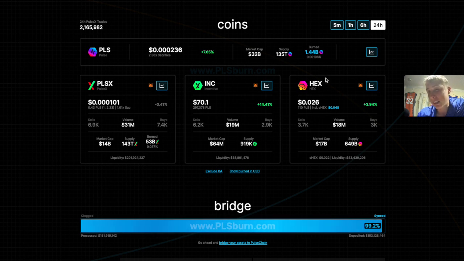And again, the PLS Hex is different than the ETH Hex. You have 2 different hexes. The ETH Hex is completely separate. The PLS Hex was actually just a new token that was airdropped.